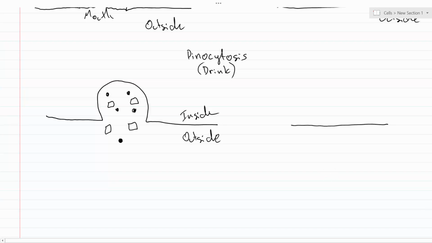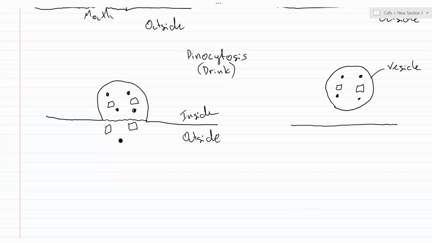Then what we'll see is this section here will close off. We see a fully encased section of the phospholipid bilayer form. We end up with a vesicle which is going to contain the liquid that the cell has drunk with some of the solutes inside that the cell requires. So that is how the cell membrane is involved in the processes of exo and endocytosis, allowing larger particles and liquids to enter or exit the cell.